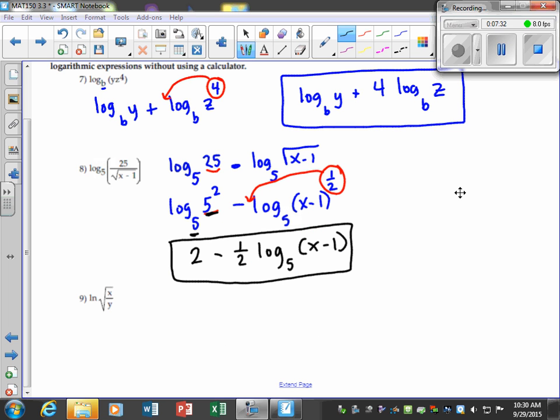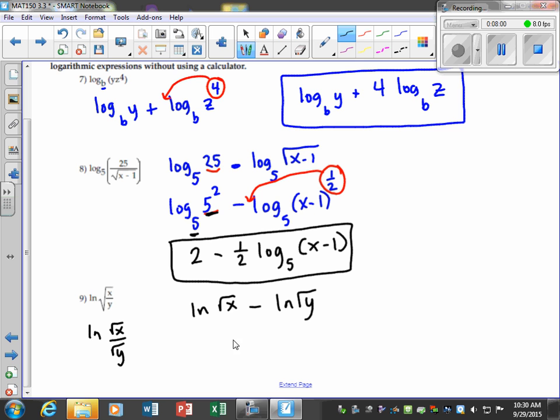Okay, number 9. Remember that we can rewrite this as separate, the numerator and the denominator in that sense, which might make it a little bit easier for you to expand. So because this is division, we rewrite this as natural log of the square root of x minus natural log of the square root of y.